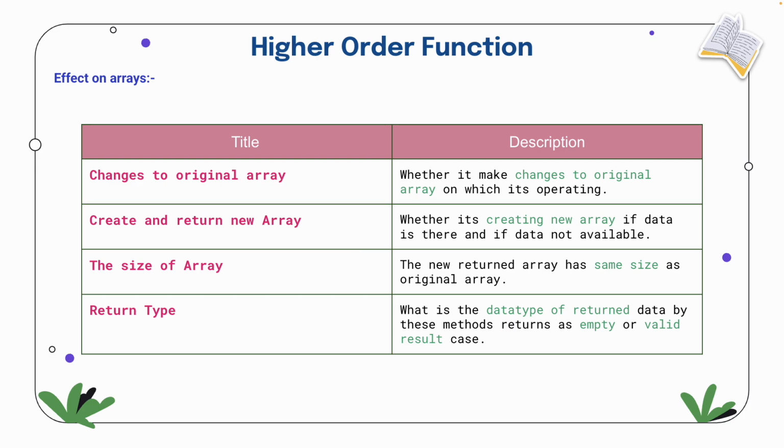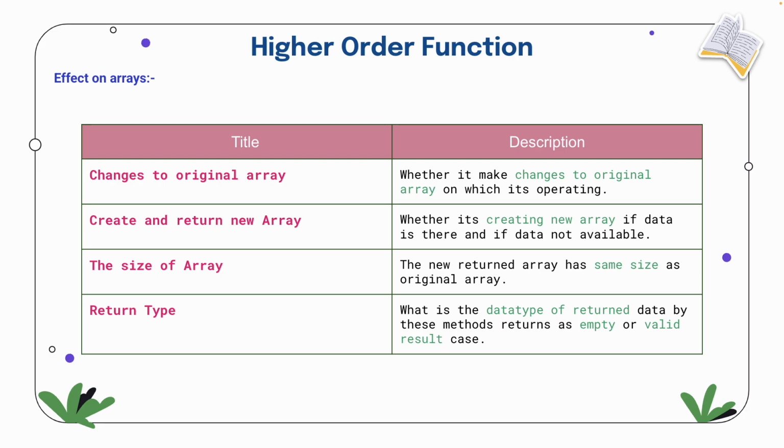Okay, as I discussed, it only works for the array, right? So we got to know that it only works for the array. Now the next thing is what changes it will bring to the original array. What is the return type of that higher order function method, like how we discussed in splice, slice and other methods? What are the inputs, what are the outputs? We discussed so many things.